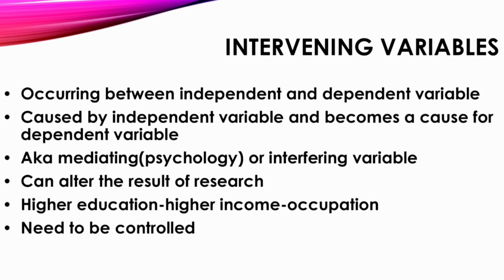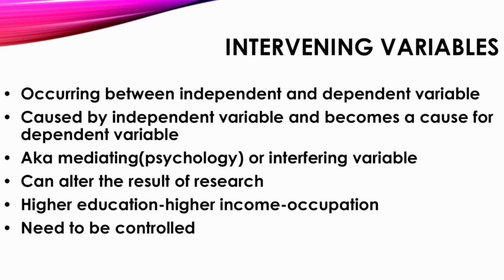So now we can move on to the next type of variable, which is the intervening variable. The intervening variables are those variables which occur between independent and dependent variables. It is caused by the independent variable and is itself a cause of the dependent variable. And that is why it is also known as mediating variable in psychology, or interfering variable. This can be better understood with an example.